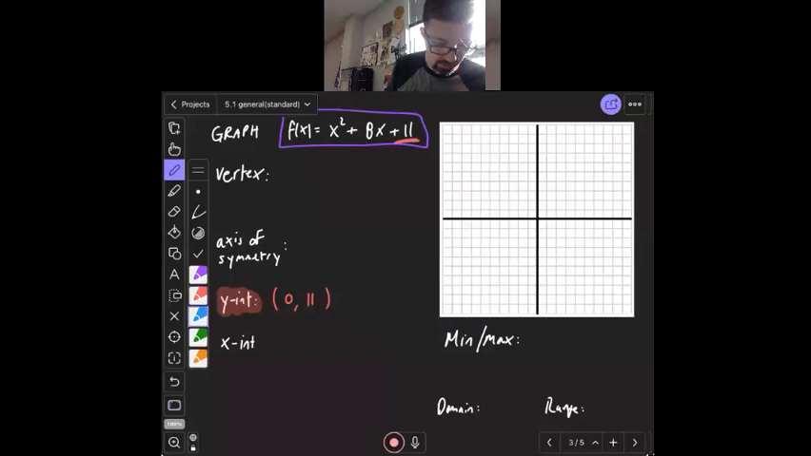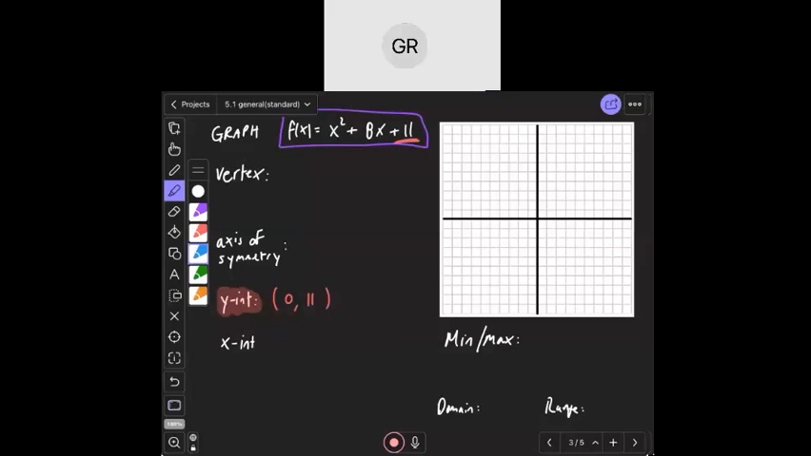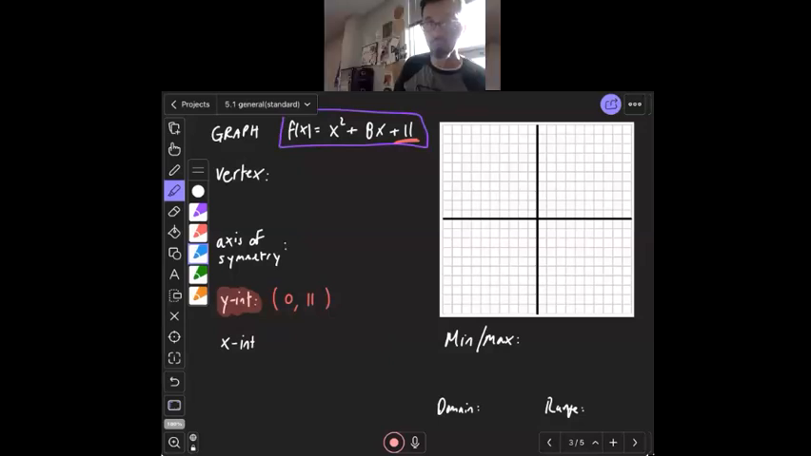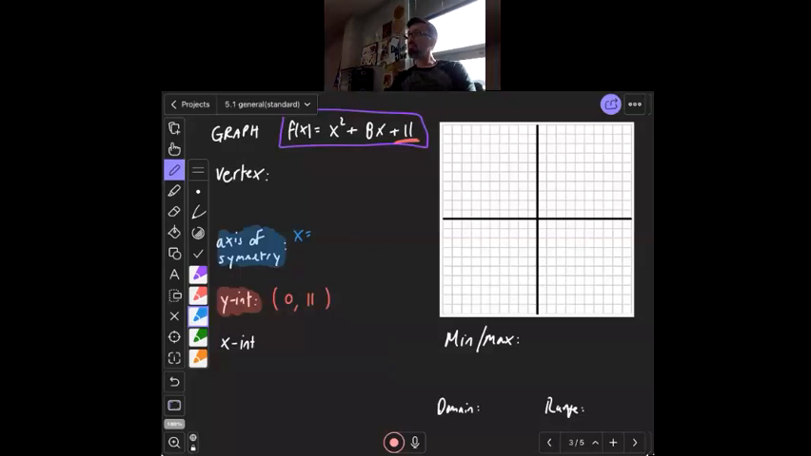Now, Piper, if we want to find the vertex, what do we got to do first? Can you repeat the question? If you want to find the vertex, what do you need to do first? We'll need to find our x value. Yes, our x value. All right, Riley, the axis of symmetry. Okay. What's our formula to find the axis of symmetry? All right, cool. Negative b over 2a.